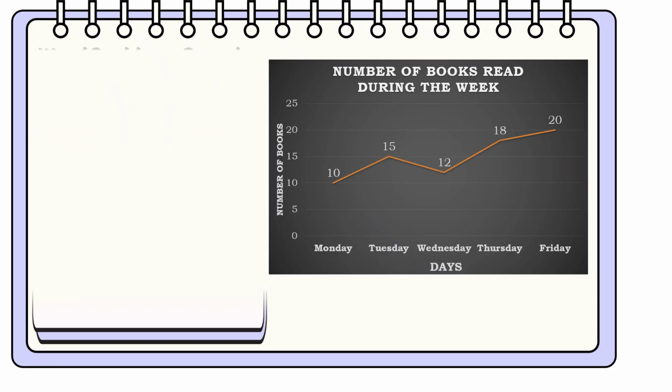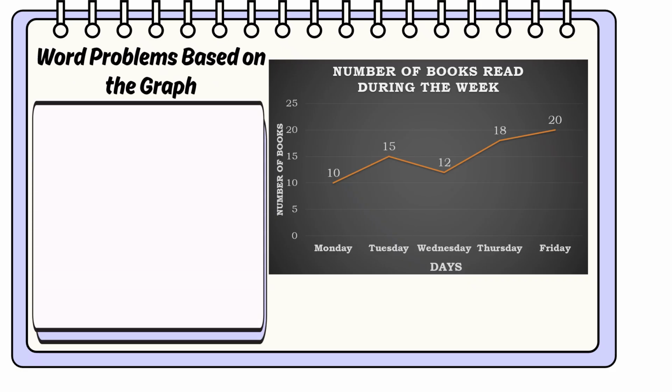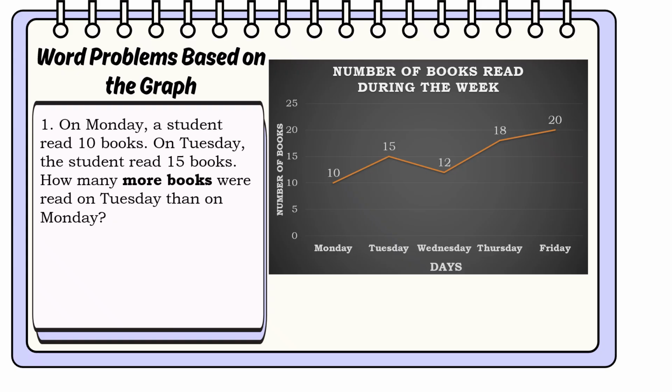Alright, let's try to answer some word problems based on the graph. This is our first question. On Monday, a student read 10 books. On Tuesday, the student read 15 books. How many more books were read on Tuesday than on Monday? What do you think the answer is?